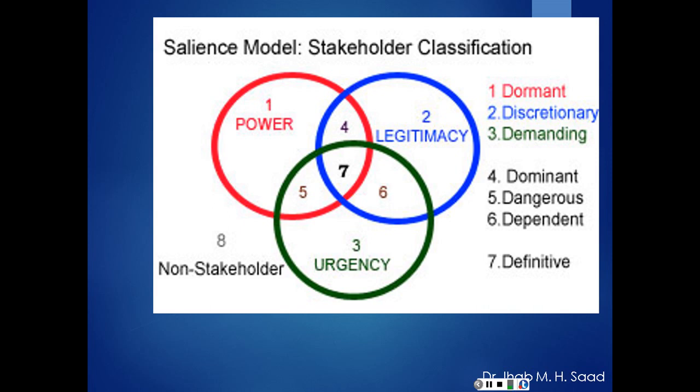Number 6 is dependent. They are legitimate and they have urgency, but they do not have much power. If they're number 8, which falls out of these 3 circles, they're not a stakeholder in the project. Don't even bother or worry about them.